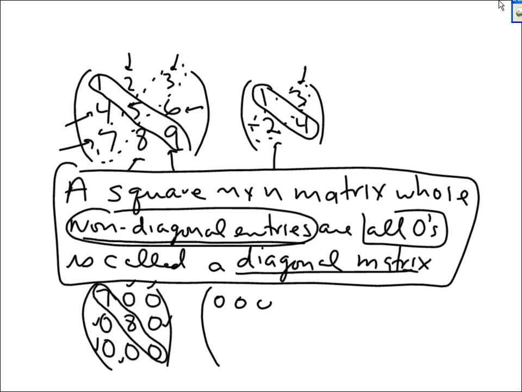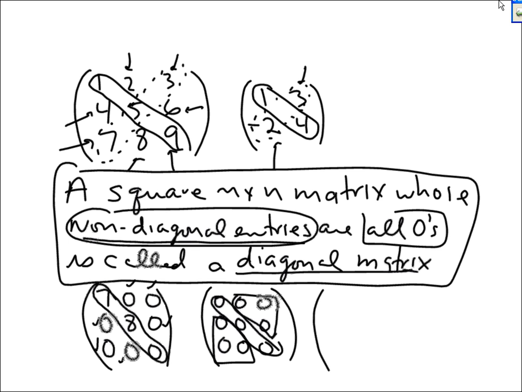Which means this matrix is a diagonal matrix, because everything off the diagonal is zeros. That is, these entries, all zeros. These entries down here, all zeros. It never said a word about what can or cannot be on the diagonal. This matrix is a diagonal matrix.